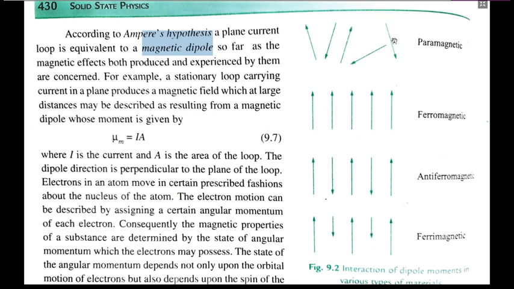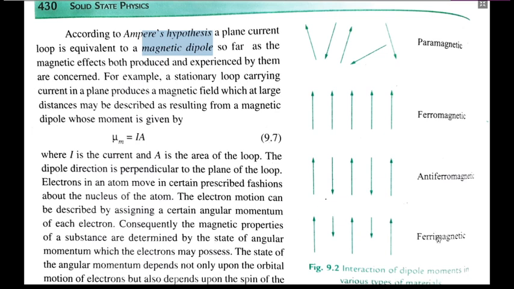Anyway, if all these dipole moments are aligned in the same direction, that category is known as a ferromagnetic material. If adjacent dipole moments are aligned very orderly, but with a phase difference of 180 degrees, meaning one is straight and the next is reversed, then this is known as an anti-ferromagnetic material, and its net magnetic moment will again be zero.